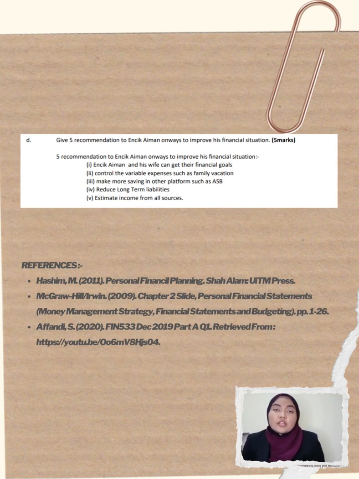Last question. Give 5 recommendations to Encik Aiman on ways to improve his financial situation. It represents 5 marks. So the answer is 5 recommendations to Encik Aiman on ways to improve his financial situation.